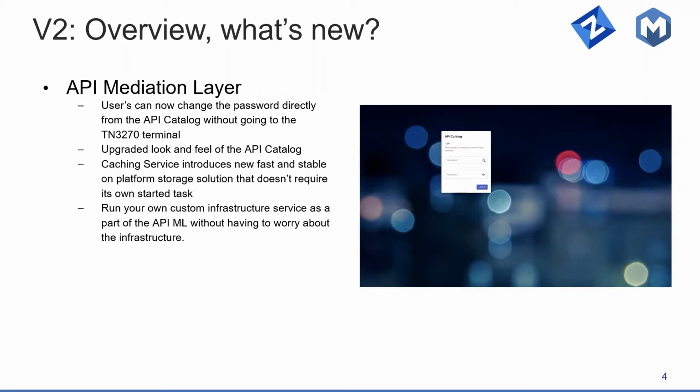And the last one, and here I need to also thank a lot the system squad. It's now possible to run our own custom infrastructure service as a part of the API ML without having to worry about the infrastructure. So if you already have Zowe, and you want to create a service that combines some of the functionalities of other APIs that you have and provide it to your developers, it's easy now to package it and run within the Zowe scope without having to do too much additional work.